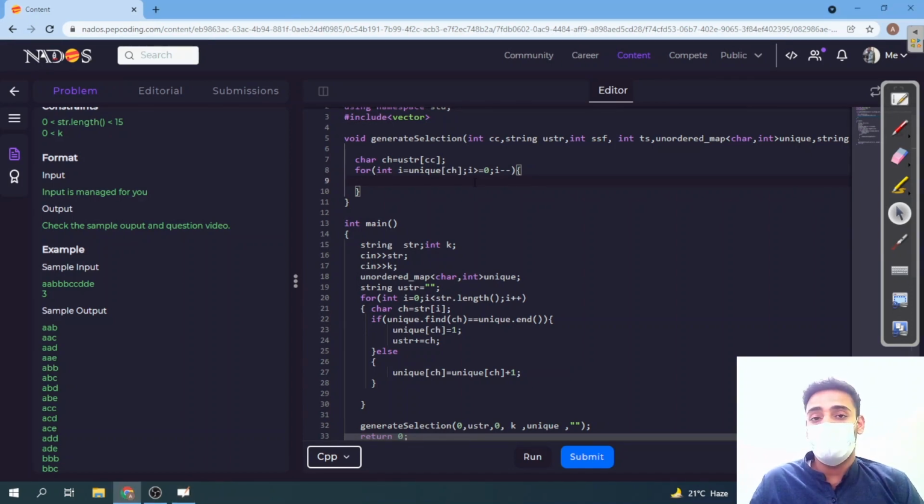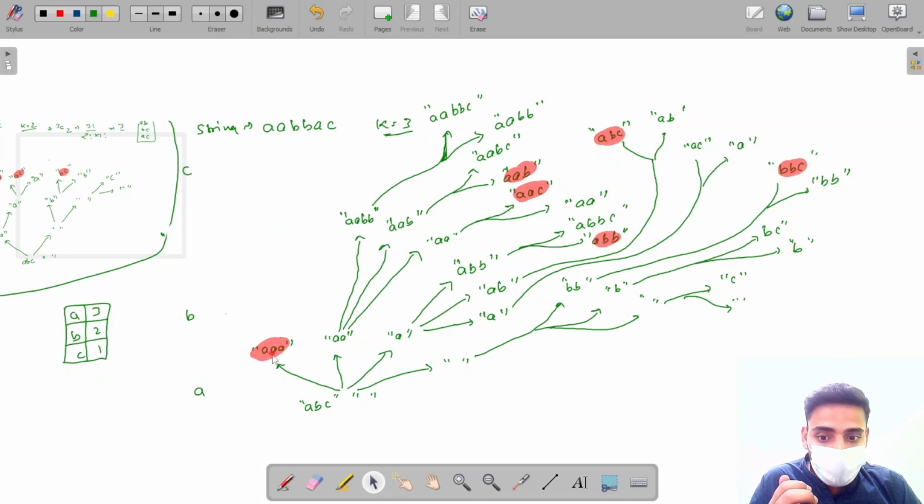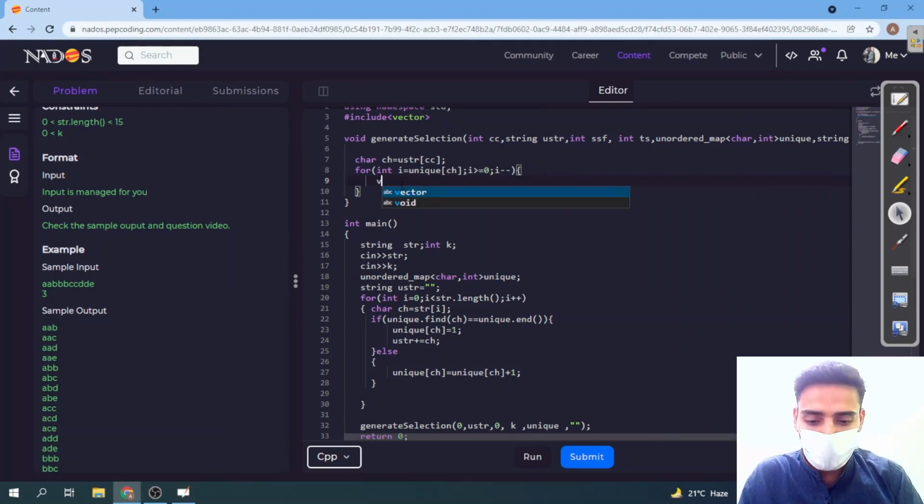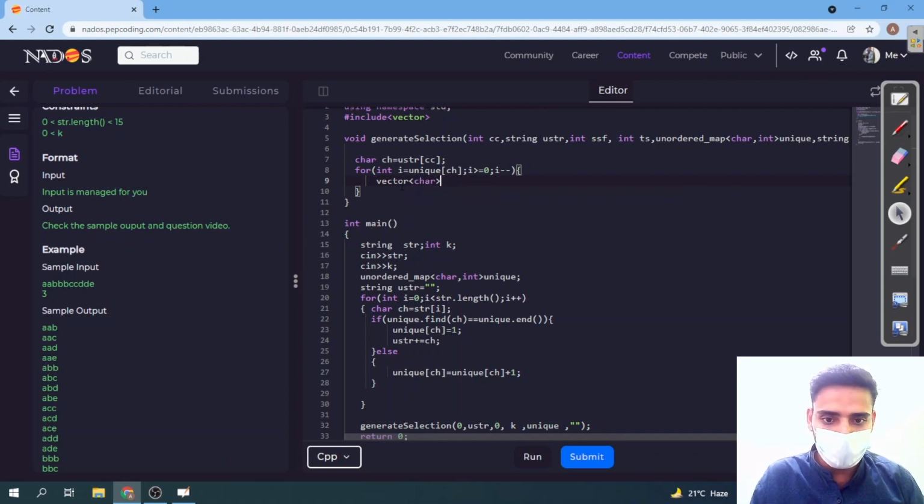After this, what do we have to do? After this, we have to create a string, right? If we make this call, then we have to create this string to add it to our answer, right? So we'll make a vector first to make our string. Okay, so we are going to use a vector of character type, right? So this will be our array. So inside this, what is going to happen?